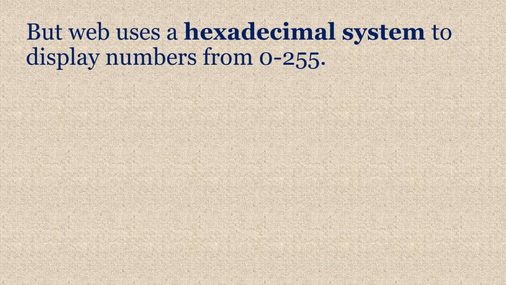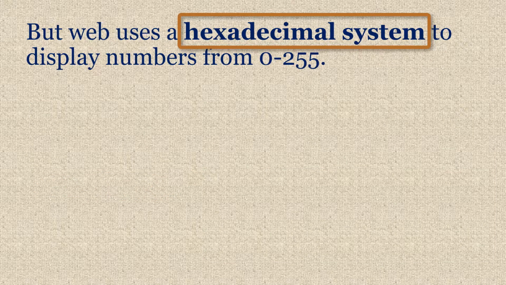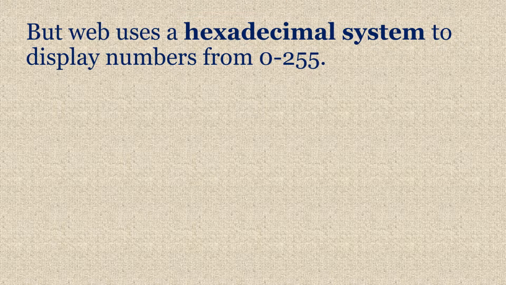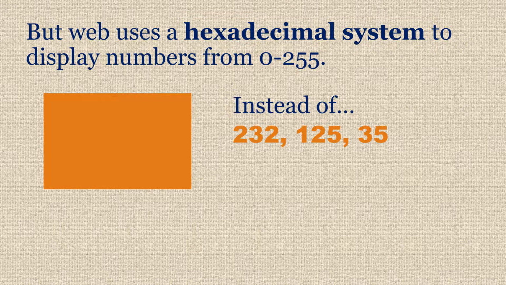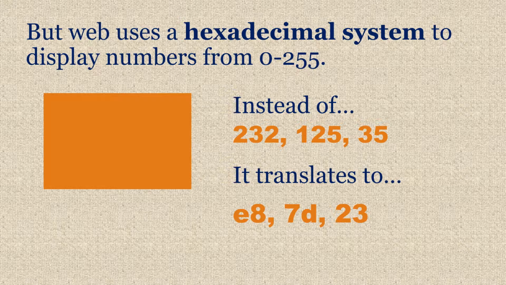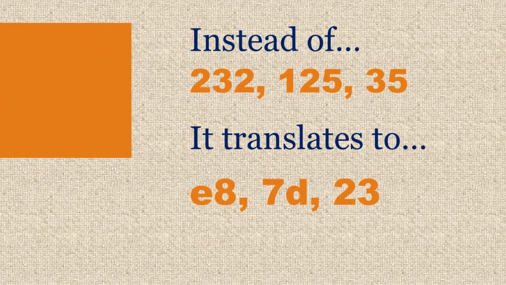Now, when we work on the web, we use a system called hexadecimal. It's a base 16 number system, and it displays the same colors. It's still RGB colors. So here's an RGB color of 232, 125, 35, the one we just looked at. Now, in hex, it's E87D23.